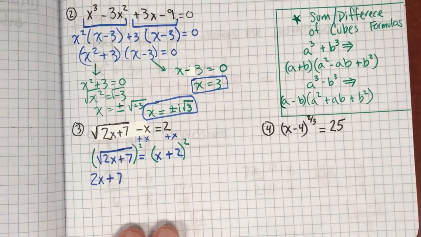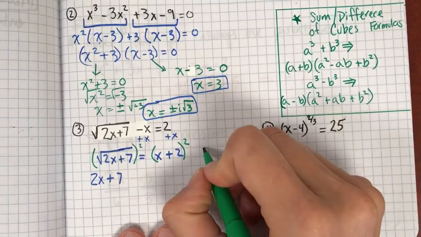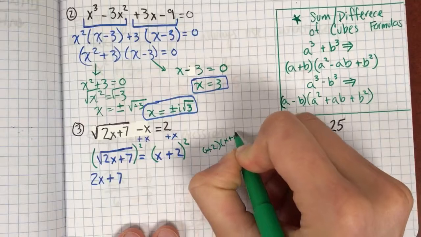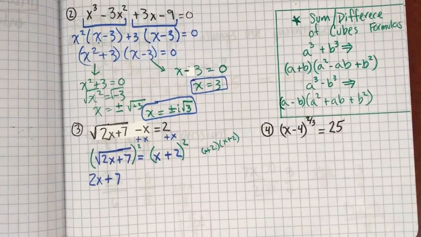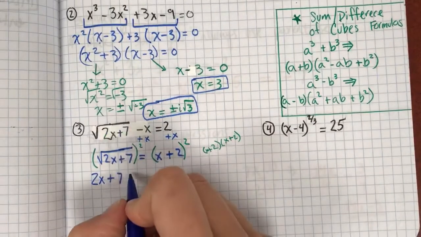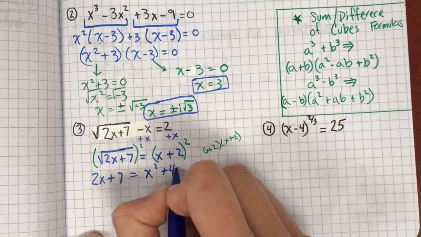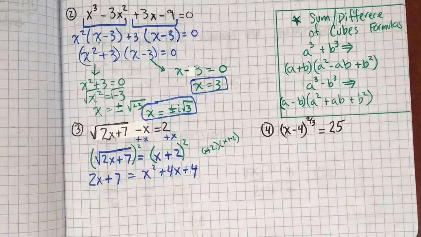Over on this side, however, it's actually x plus 2 times x plus 2. Okay, and then we'll distribute. After we distribute, we should get x squared plus 4x plus 4.